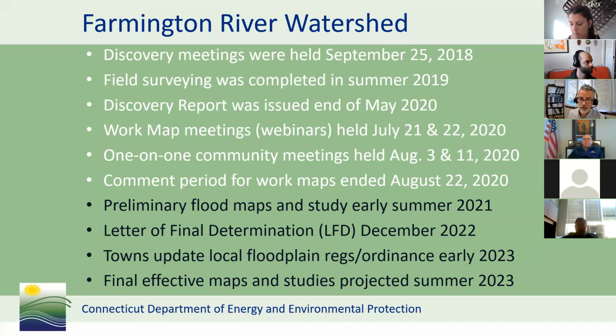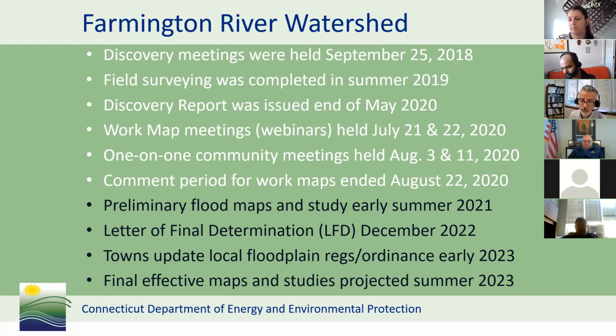All right, so this one is actually a little bit further along than the Saugatuck one was. So discovery meetings were held, and you can see what's happened here in 2018. The work map meetings for this watershed occurred this summer. There were general ones in July and then one-on-one community meetings in August. I think Bristol did one of the one-on-one meetings. You didn't have to, it was only if you wanted to.